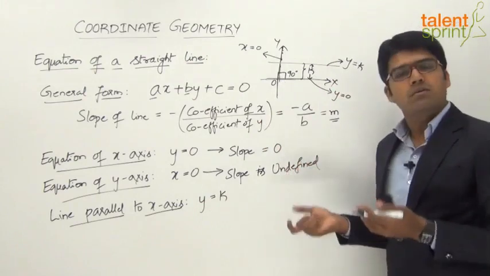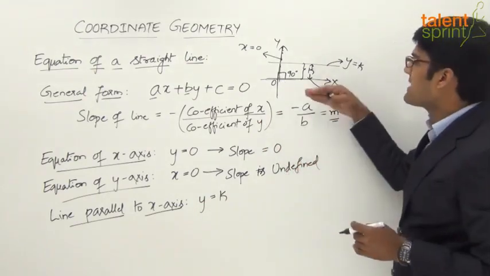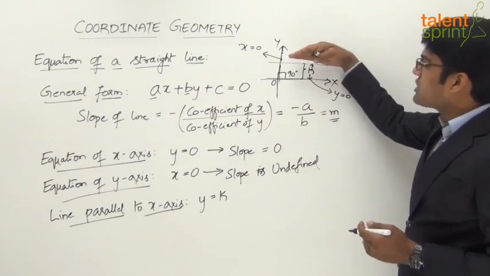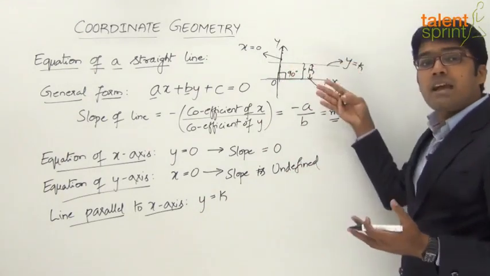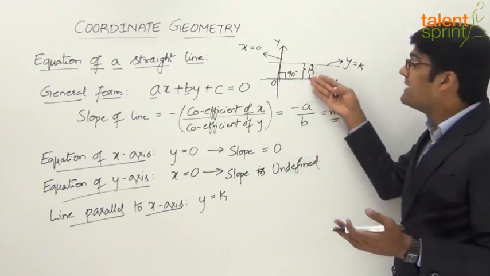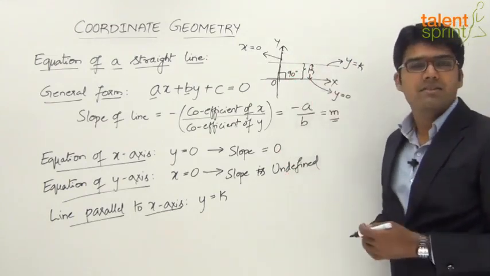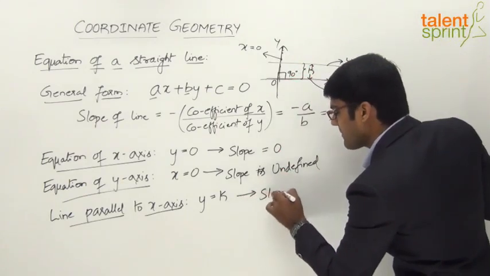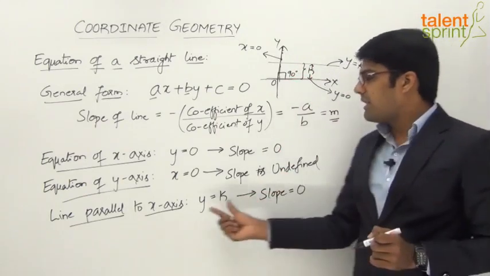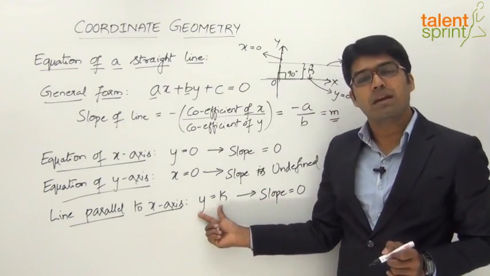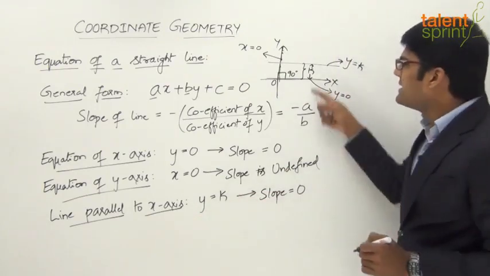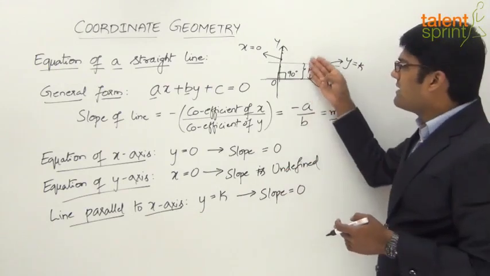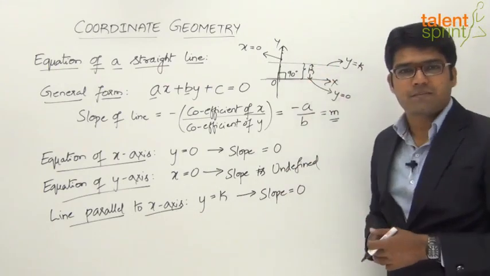And the slope, however, would remain 0, right? The slope of the x-axis or any line parallel to the x-axis is 0, because even this line which is parallel to the x-axis makes an angle of 0 degrees. What's the angle here? Theta is 0, so tan theta will be 0. So the slope will be 0. So the line parallel to the x-axis can be given by y equals k, where k is the vertical distance, nothing but the y coordinate or the vertical distance of the line from the x-axis.